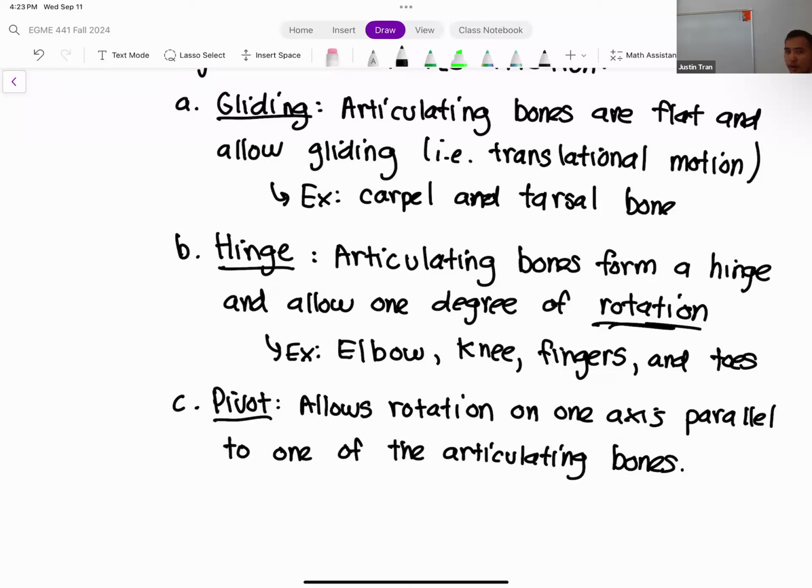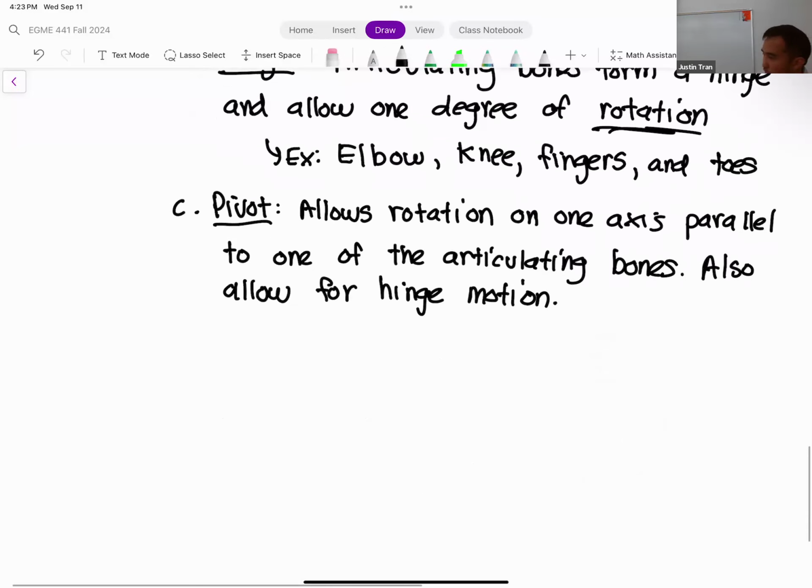A lot of the pivot joints in your body also allow for some degree of hinge motion as well, so extension and contraction. Some common examples of this, probably the two most notable ones, are your wrist joint and your neck joint.